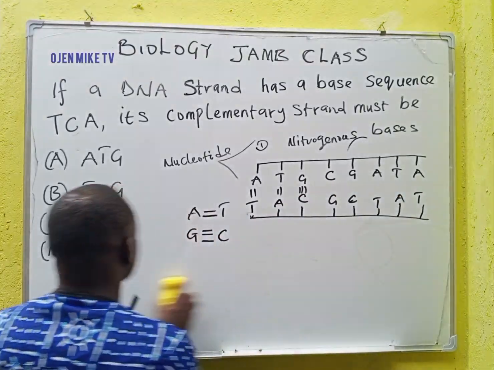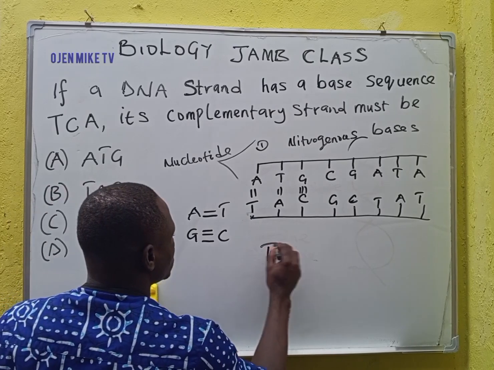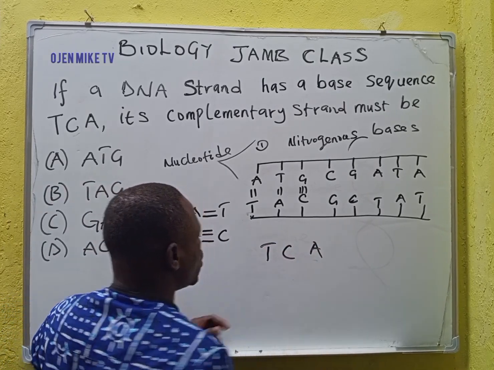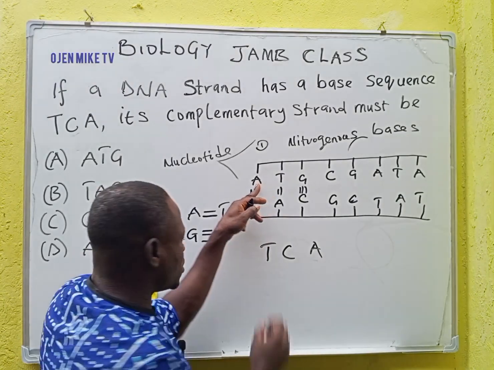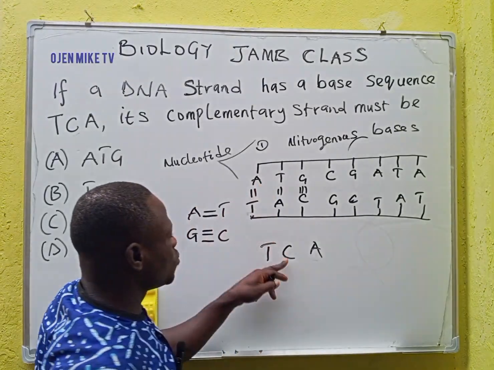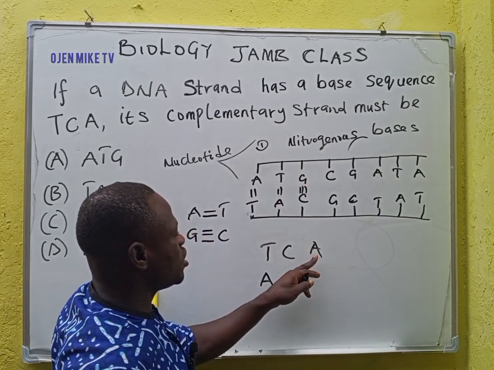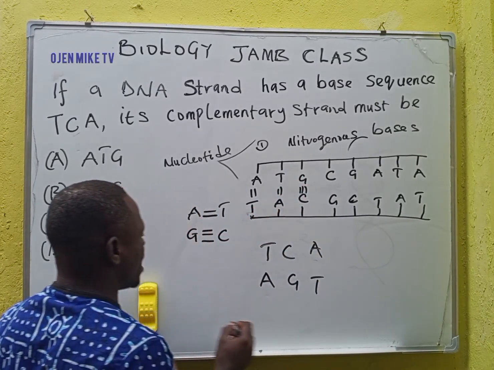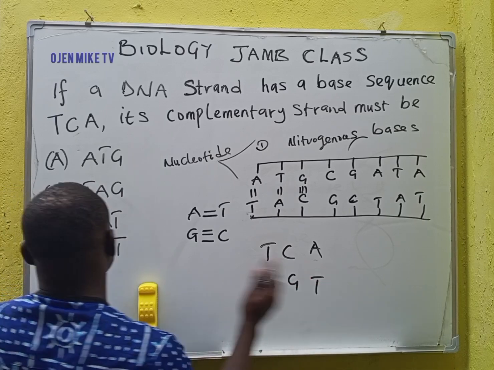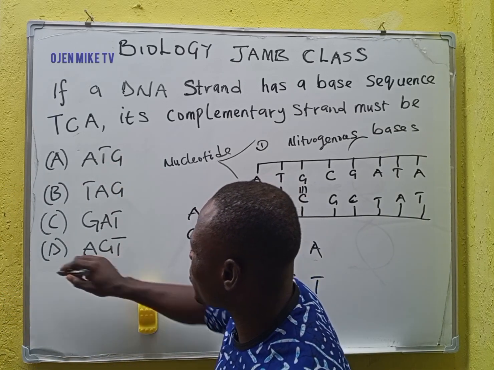Okay, now going back to our question, we are given TCA. T will always pair with A, so we have A. C will pair with G, so we have G. And A will always pair with T, so T. So our answer is AGT. So the correct option is Option C.